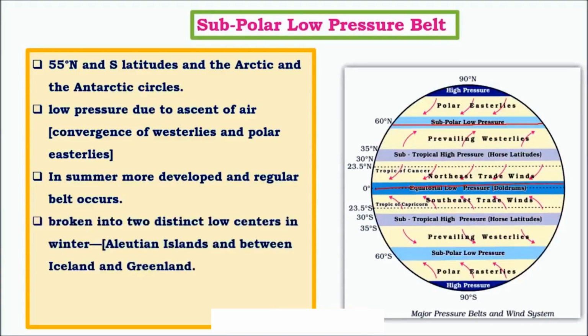So there are two distinct lows, one at the Aleutian Islands, the other at Greenland. We'll see that in a figure later. Cyclonic storms or lows are produced in the region. Mainly frontal cyclones occur in this region. They are not tropical or subtropical cyclones. They are called temperate cyclones, which are also called frontal cyclones. They are formed mainly due to various phenomena like air masses and jet streams, about which we'll study later.